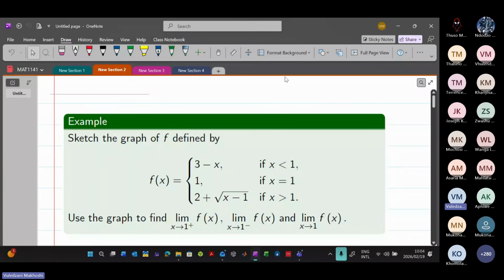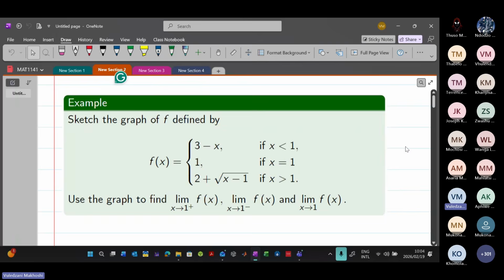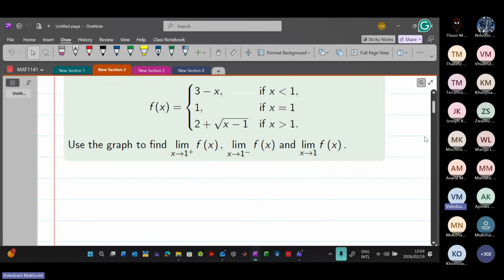So for today, we can start by looking at this example where they are saying sketch the graph of f defined piecewise like this, and use this graph to find the limit of f of x when x is approaching 1 from the left, the limit of f of x when x is approaching 1 from the right, and the limit of f of x when x is approaching 1. That's what we are interested in.